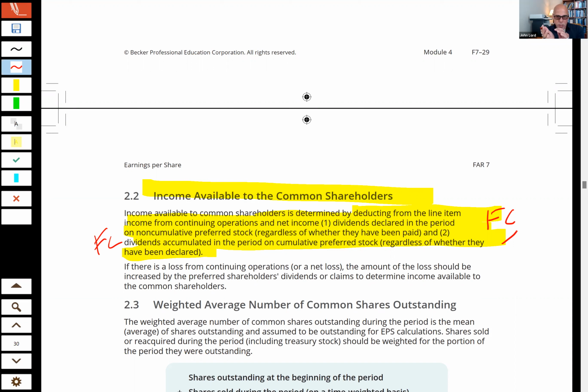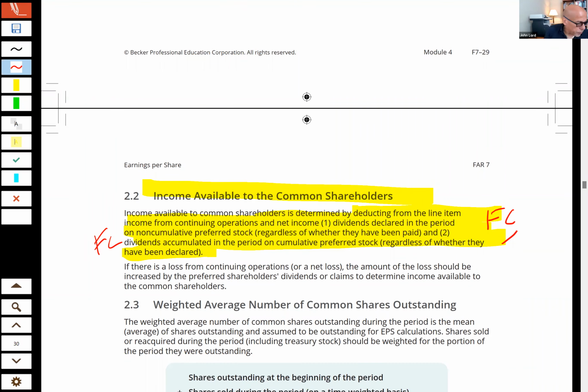So problems will talk about amounts being declared or accumulating on cumulative in year 1, and then amounts being paid in year 2. When they actually get paid does not matter. It is when they are what? If it's non-cumulative, it's when they're declared. If it's cumulative, it's whether they have been declared or not. And we're going to get some practice with that when we start to look at some of the questions.